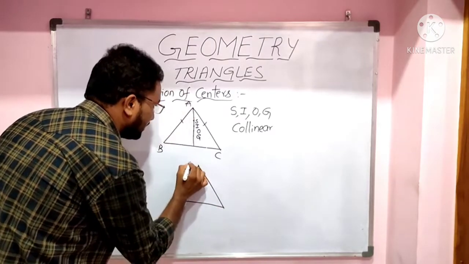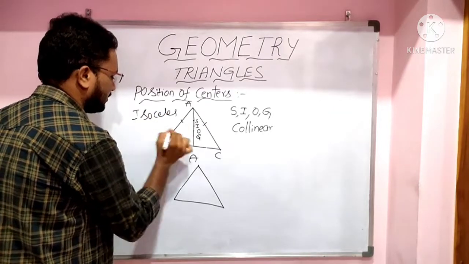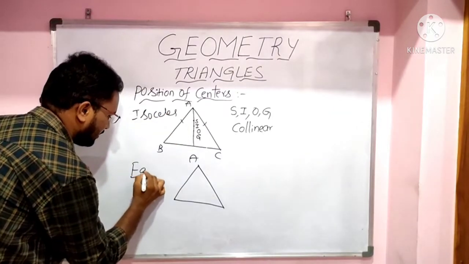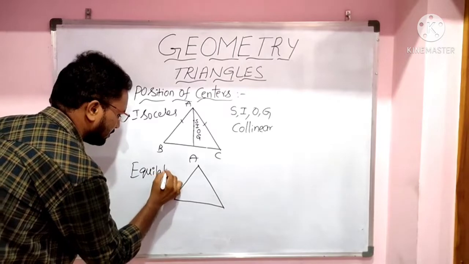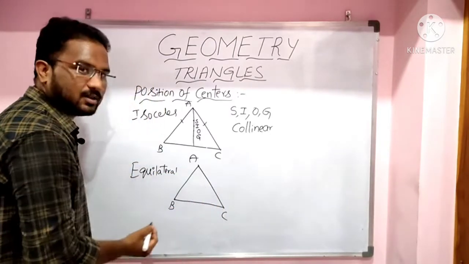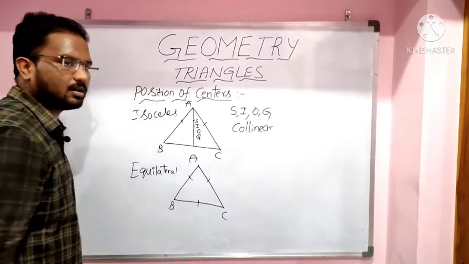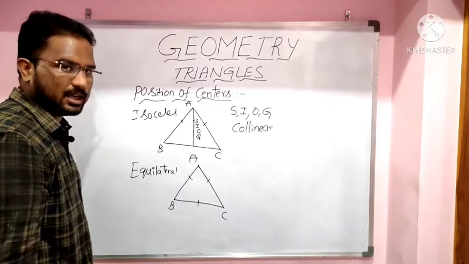Next, the equilateral triangle. What is an equilateral triangle? If all the three sides are equal in a triangle, then it is called an equilateral triangle.